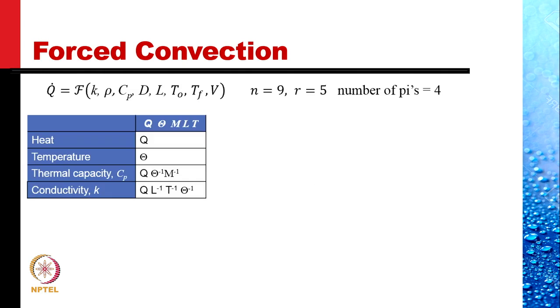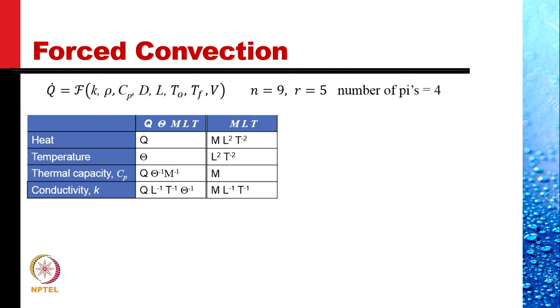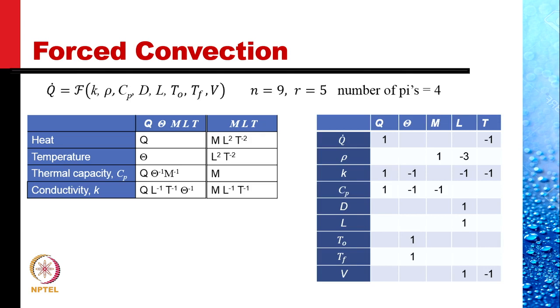Dimensions of various quantities in Q, theta, M, L, T systems are these. If we had used MLT system, the dimensions would have been these, but we are not concerned with this here. In this system, this table represents dimensions of all the 9 quantities involved. Q dot, the rate of heat transfer, has a dimension of Q1 and T minus 1. We can deduce the dimensions of K and Cp, which have been deduced here and transferred here. So these are all the dimensions involved.